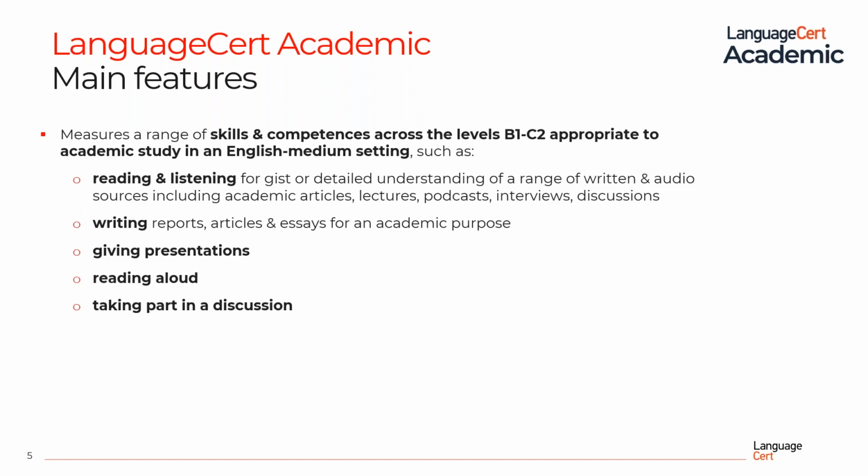LanguageCert Academic measures a range of skills and competencies across levels B1 to C2, appropriate to academic study in an English medium setting, such as reading and listening for gist or detailed understanding of a range of written and audio sources, including academic articles, lectures, podcasts, interviews, discussions. Writing reports, articles and essays for an academic purpose, giving presentations, reading aloud, and taking part in a discussion.